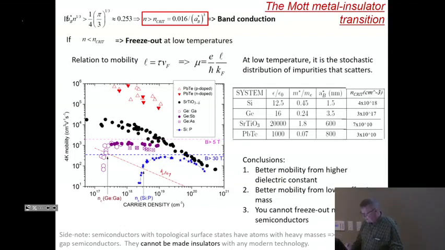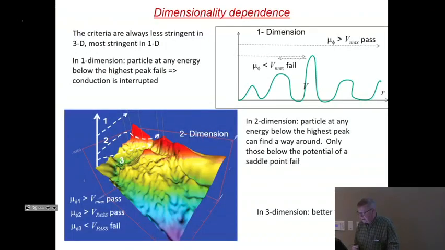Okay, so typically you cannot freeze out narrow gap semiconductors like bismuth selenide. So the quest for topological insulators in bismuth selenide is extraordinarily difficult. The materials look easy, but it's extremely difficult. I have a paper on that.